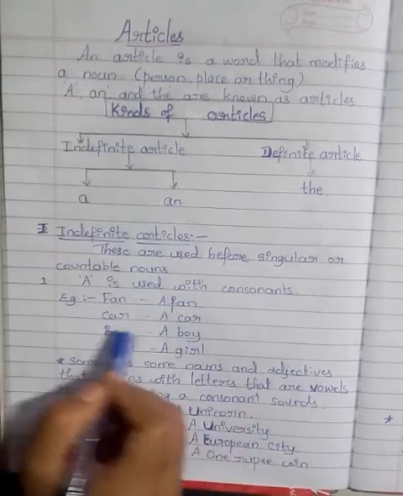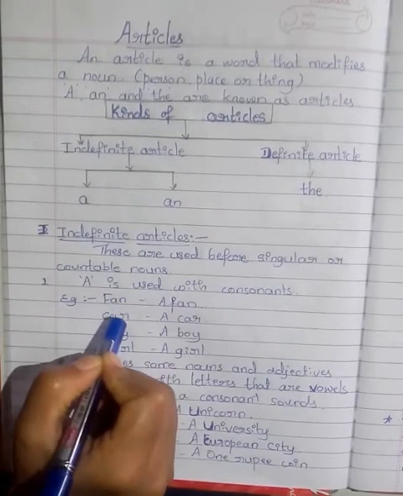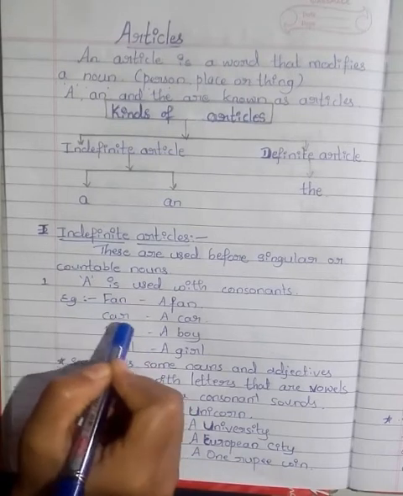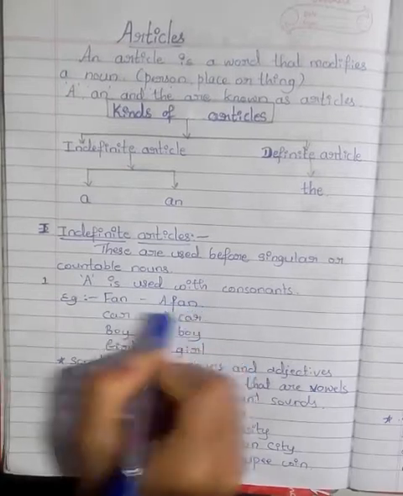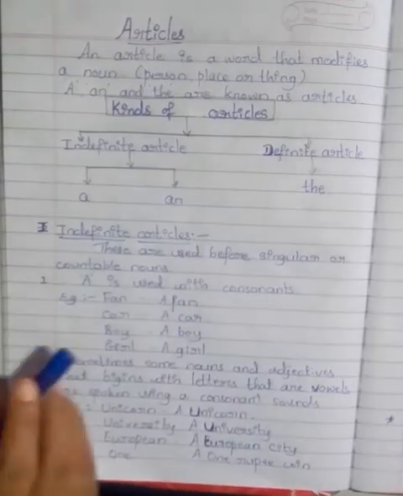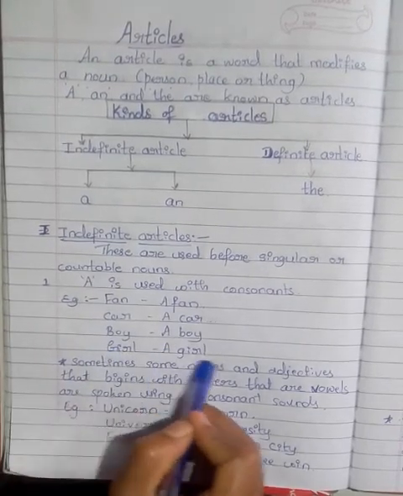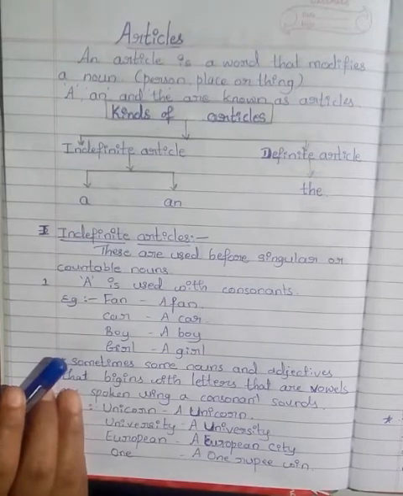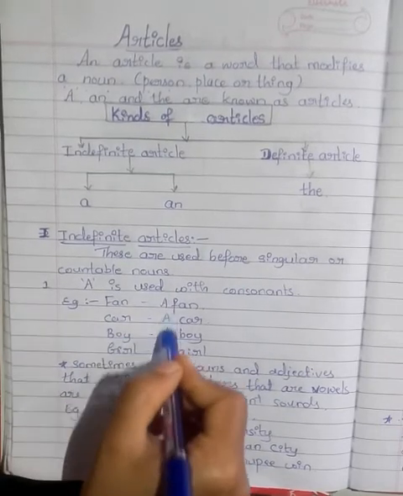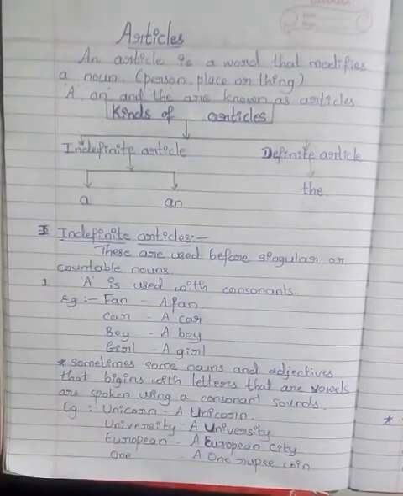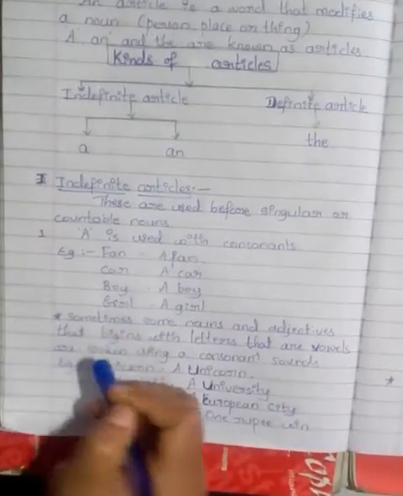Understood students? See students, this word fan is starting with the letter F. F is a consonant as you know. Fan, a fan. This is a consonant, that's why we have added A here. Car, a car. Boy, a boy. Girl, a girl. See students, have you understood this? If the word is starting with a consonant, then we have to add a for those words. Understood?